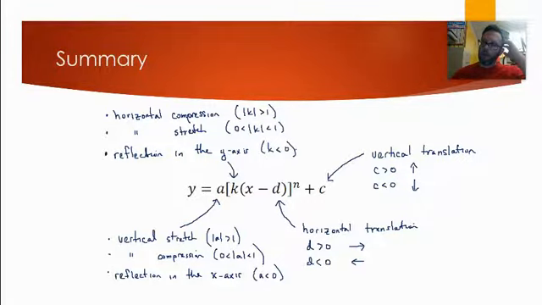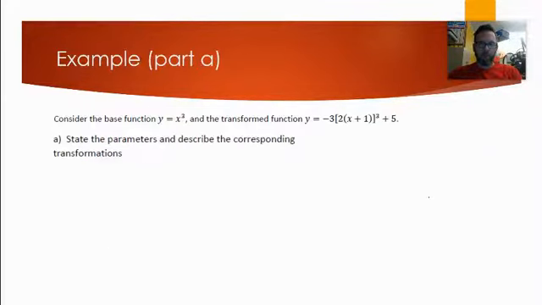So a nice little summary of the transformations, and none of this should ideally be new to you. It's just that in today's lesson, we're transforming power functions, like things that you didn't necessarily do in your grade 11 course. All right, guys, let's continue. We're going to do a few examples, talk about some transformations.